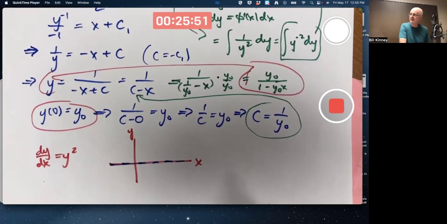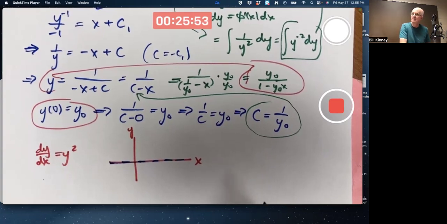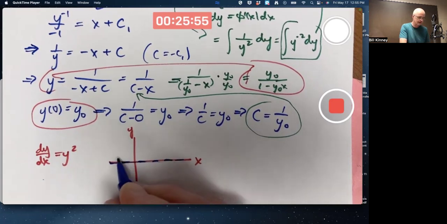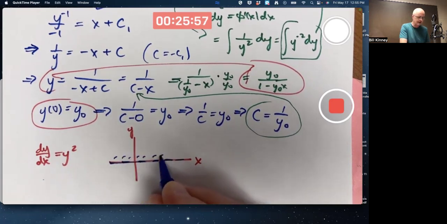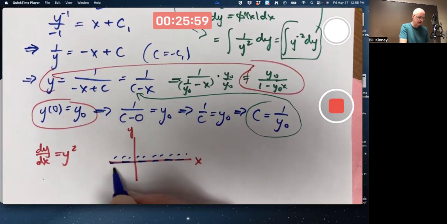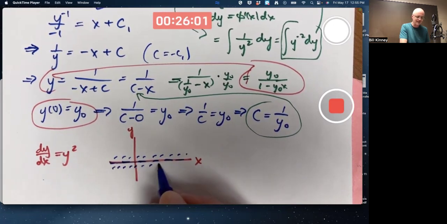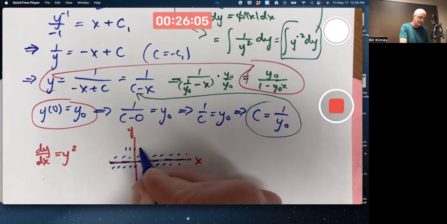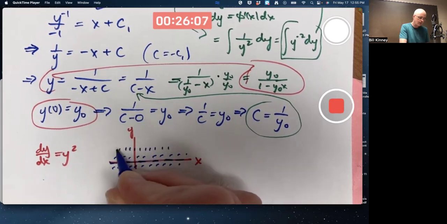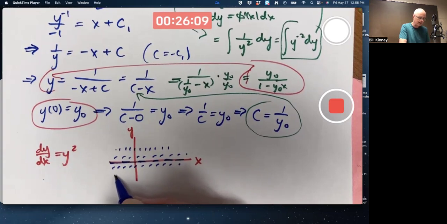It's got positive slopes elsewhere, never negative slopes. Slightly positive when y is slightly positive, also slightly positive when y is slightly negative. Bigger and bigger slopes if y gets bigger or if y gets more negative.